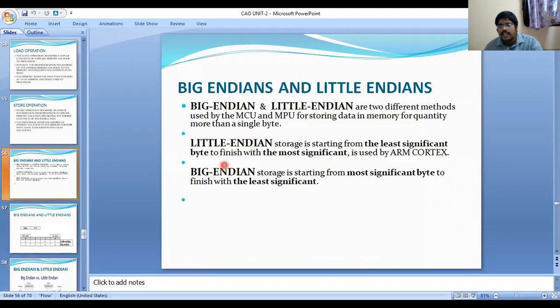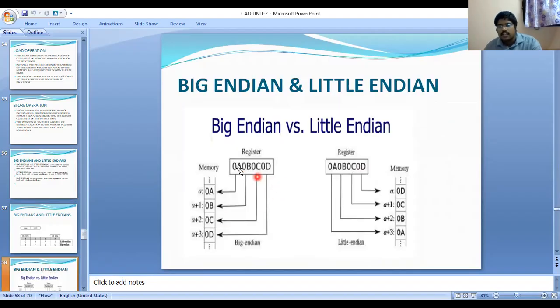Whereas coming to big Endian, storage is starting from the most significant byte and finishes with the least significant byte. That's what we have told in the example. Here, the storage is starting from the most significant byte, followed by the next most, and ending with the least significant byte. This phenomenon is called big Endian. Starting with the least significant byte and ending with the most significant byte is called little Endian. That is the difference. Big Endian means starting with the big number. Little Endian means starting with the little number. That is the thing you have to understand.